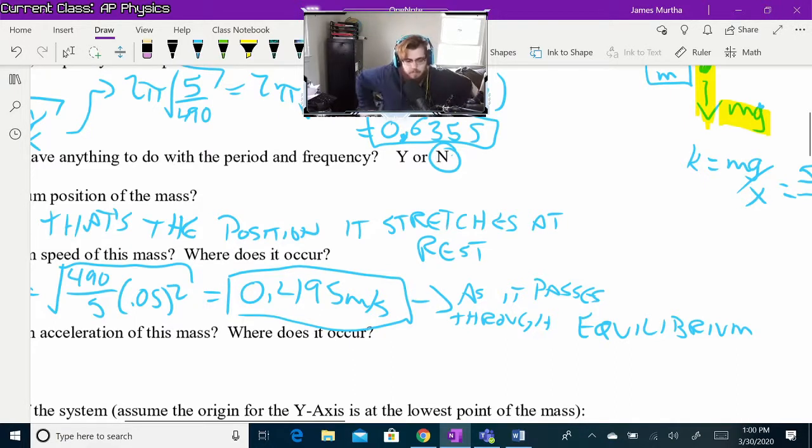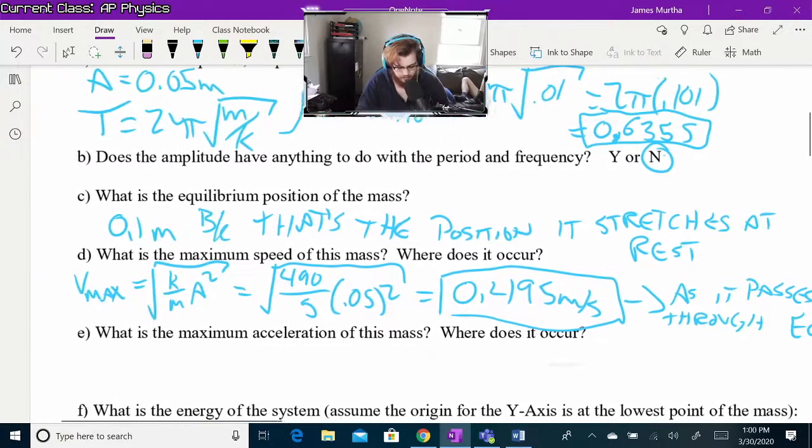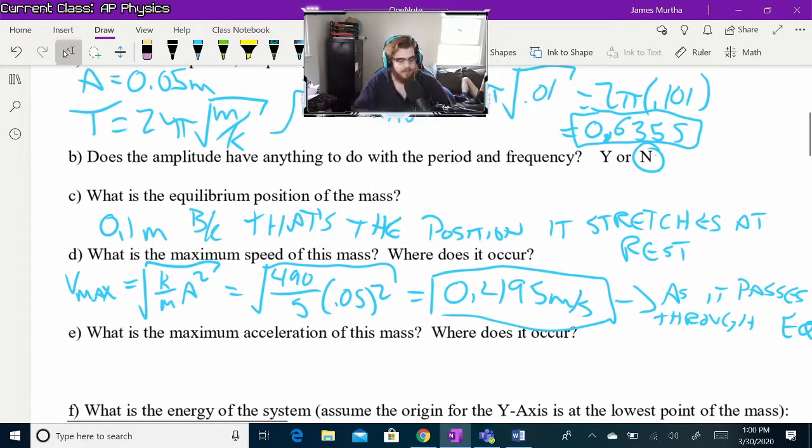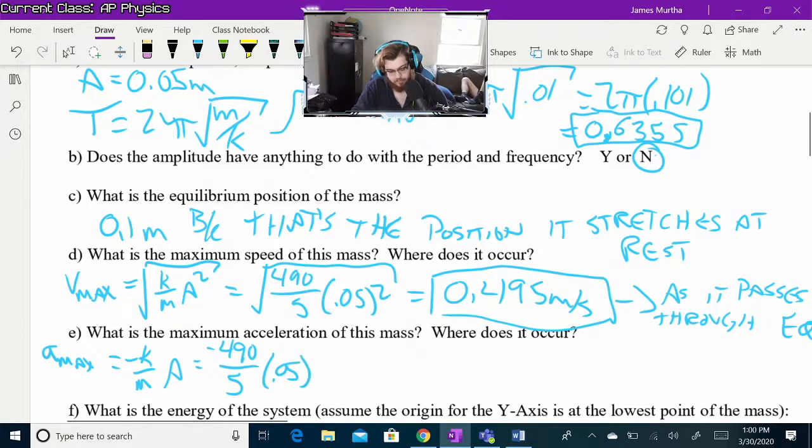All right. So, next one for us. What's the maximum acceleration and when does this happen? All right, so now we have to go into our maximum acceleration equation. And so Amax, we can find that by using negative K over M times A, our amplitude. And so what that's going to be is negative 490 over 5 times 0.05. That's it. Super easy. We plug it in, and what we end up getting is negative 4.9 meters per second squared.